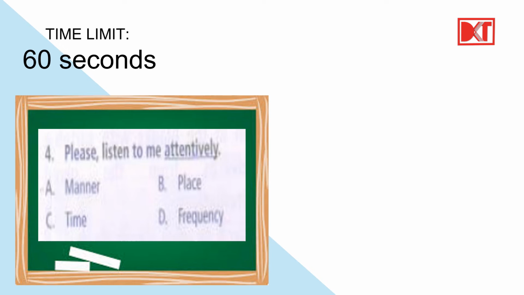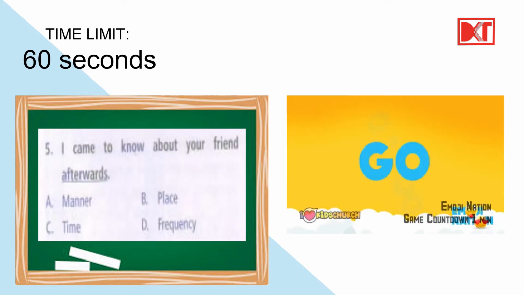Here, please listen to me attentively. The word underlined is attentively, and we have to choose either manner, place, time, or frequency. So attentively is answering the question of what? How? How is this person requesting others to listen? Attentively. It answers the question of how, so the answer is manner, adverb of manner.